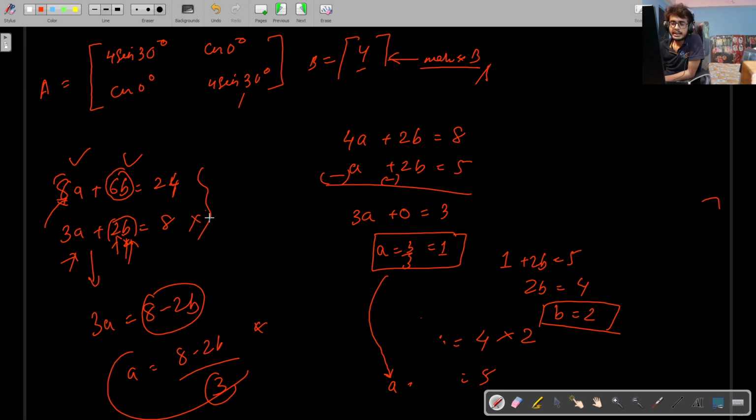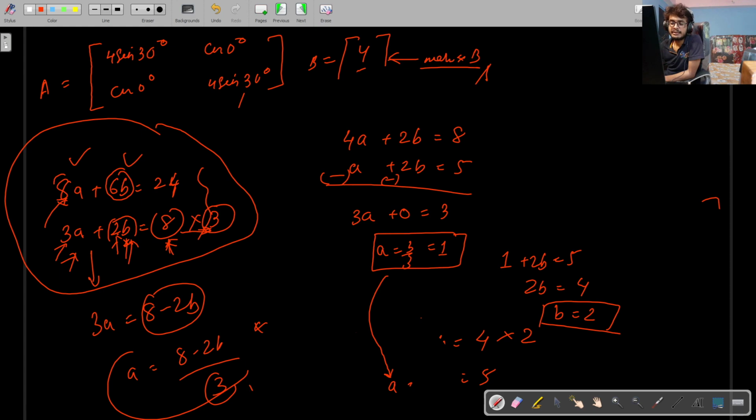And when you multiply an equation, like if you multiply this equation by 3, you have to multiply all these numbers. You have to multiply 3 into 3 as 9, 3 into 2 as 6, and 8 into 3 as 24. Many of you, when you start learning this method, will not multiply the number that is on the right hand side of the equal to. So you have to multiply this number as well. So this will be the easier way of solving it rather than doing this.